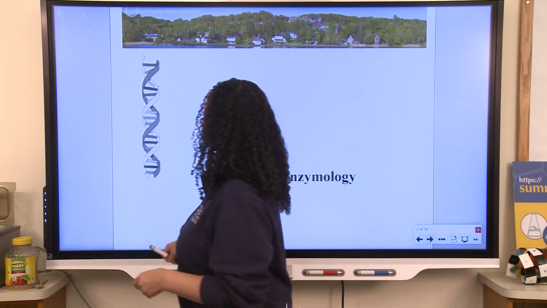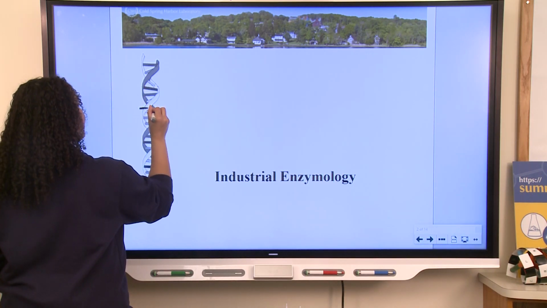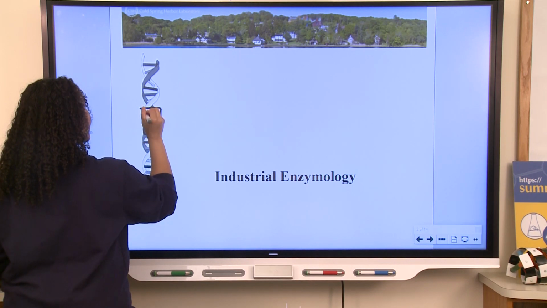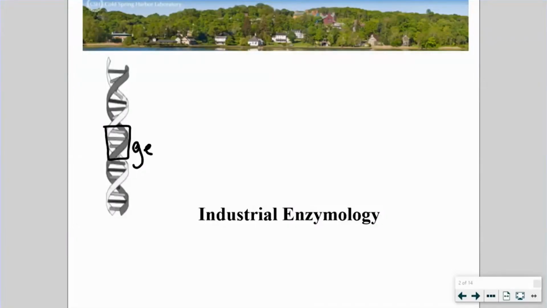So with my double helix, I have a small segment of DNA, which is known as a gene. And this gene will produce a protein. And the protein, when it is expressed, will give us different traits.